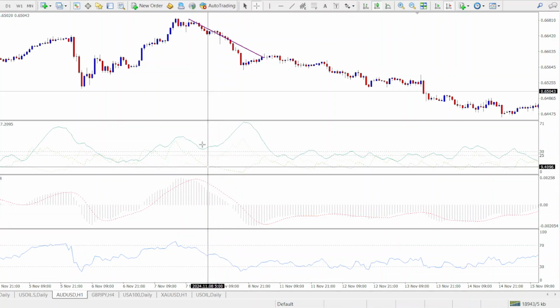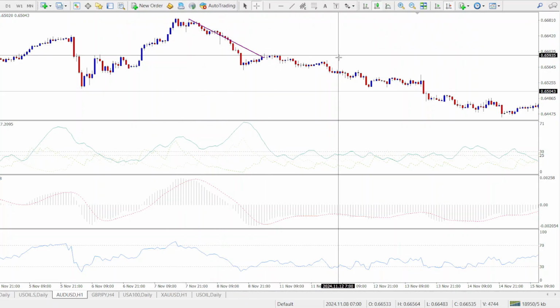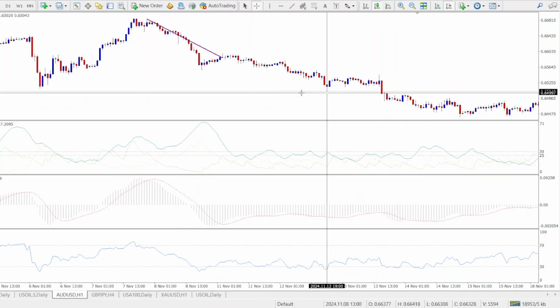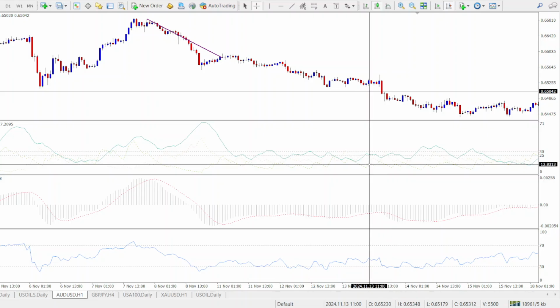We also had a confluence. So we would have considered entering a sell, setting stop loss above the swing high. Take profit can be at the nearest support zone. All right. So basically that is it. How to combine these indicators.